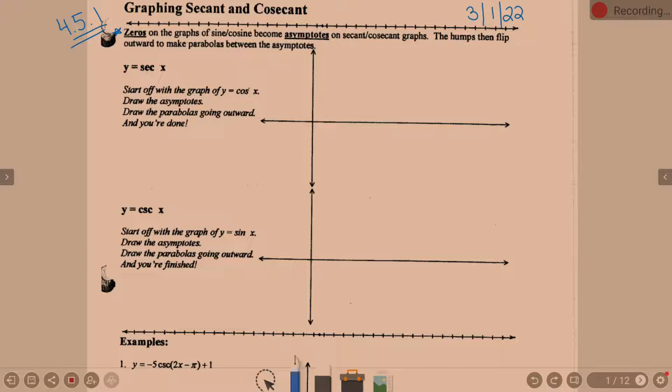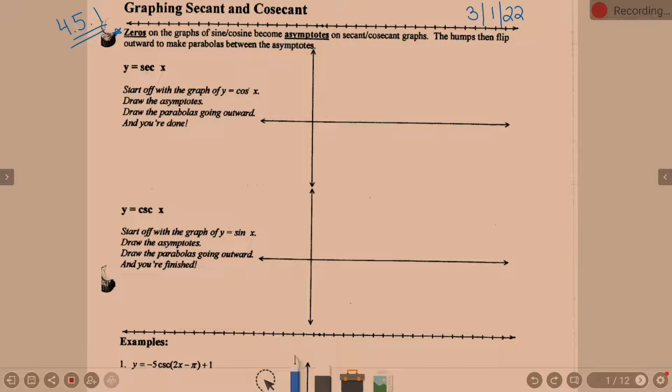And then the hills and valleys. Those humps or hills and valleys will flip. So if you have a sine curve that has the mountain and valley, what's going to happen is those hills and valleys are going to flip and become parabolas that either open up or down. I'll take you through it. And those are going to be between the asymptotes. So let's look at secant here.